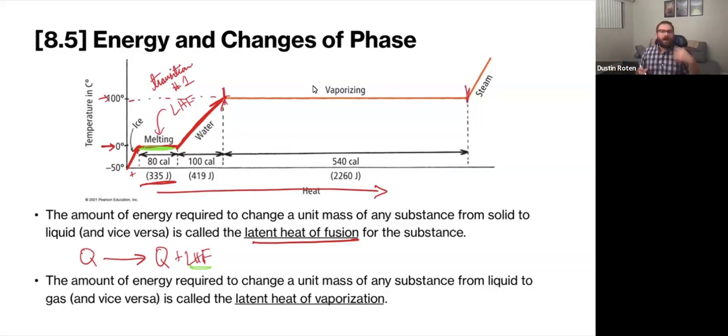You can see for a really long time, I mean, look at how much energy I'm adding. I'm adding 2,260 joules, but even though I'm adding this much, the temperature is not changing. For this whole time here, the temperature is staying at 100 degrees Celsius. But that's because vaporization is happening. So I'm going from water to steam, right? So this is a transition between the two. So this is transition number 2.